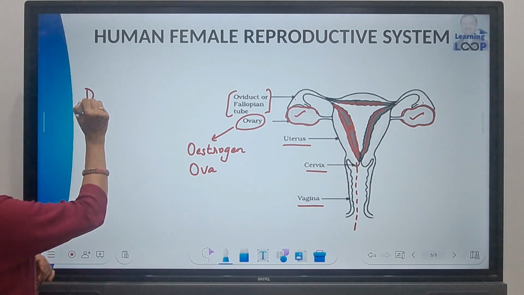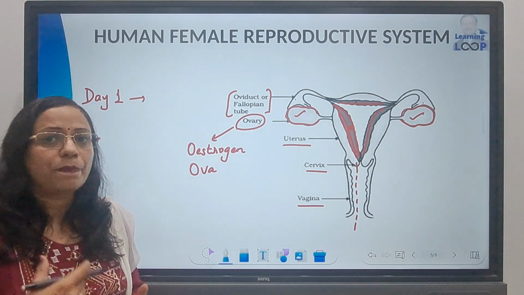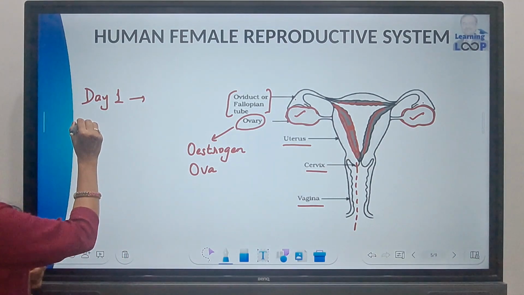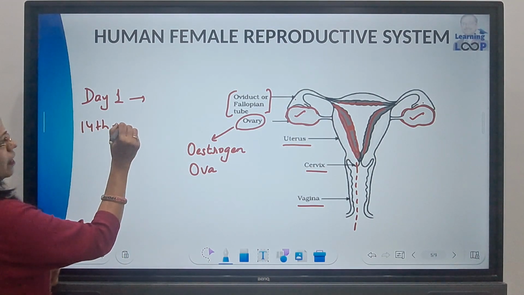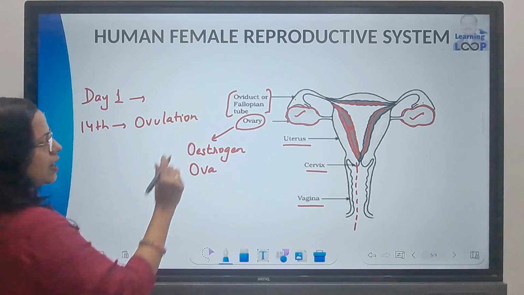So day 1 is the day when the menstrual flow begins. On the 14th day of the cycle, approximately, the ovulation occurs.